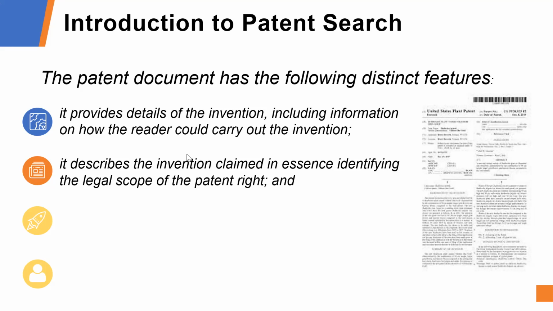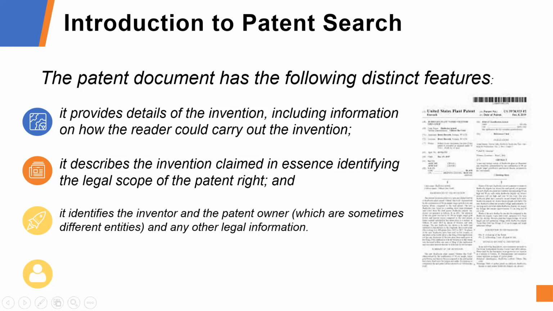All right. Sorry. So we need to be able to define what is our claim, what is really our invention. Next, the patent document also shows who is the inventor and the patent owner. So we'll give more examples later on. And it provides also other legal information.